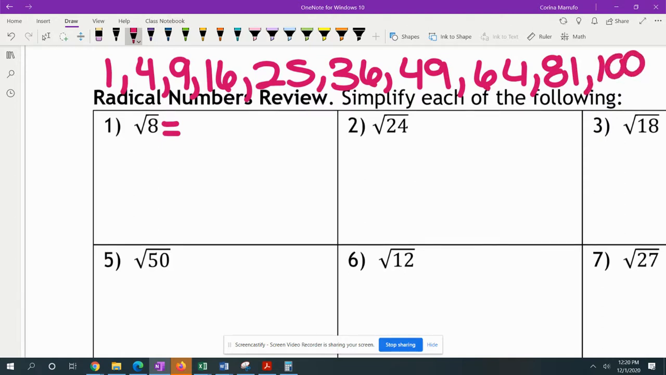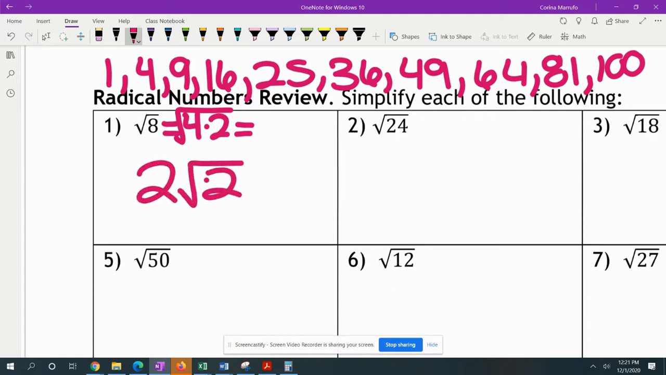Okay, so now 8, we need to see what two numbers multiply to give us 8, and one of the numbers has to be our perfect square. So our perfect square here is 4. So 4 times 2 gives us 8. So we go ahead and rewrite it as the square root of 4 times 2. Now we can take the square root of 4 and get a whole number. The square root of 4 is going to give us 2. Now the 2 is going to stay trapped inside of the square root.